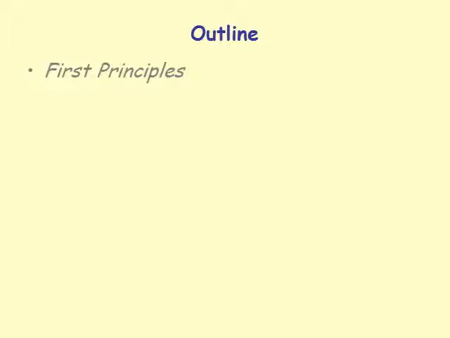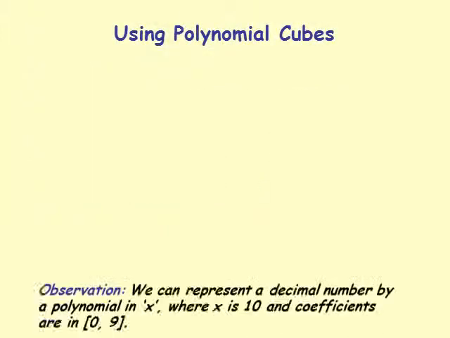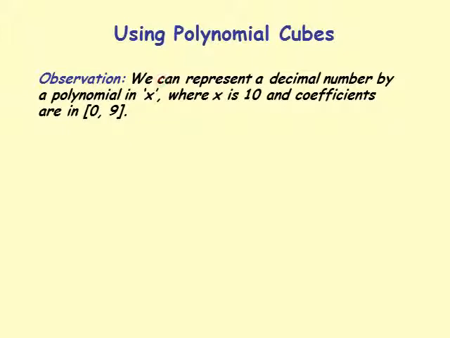Okay, let's do the next section now. In this section, we would start using polynomials for the cubes. So we would take a polynomial, take its cube, and use that cube of the polynomial to compute the cube root of a perfect cube. So first polynomial observation: we can represent a decimal number by a polynomial in x, where x is 10 and all its coefficients are in the range of 0 to 9. So the coefficients are 0, 1, 2, 3, 4, 5, 6, 7, 8, or 9.